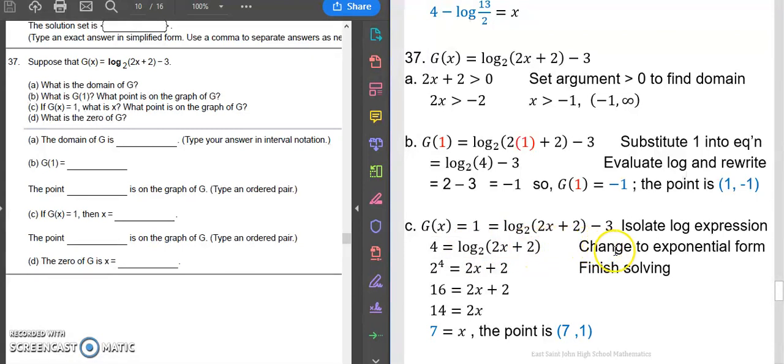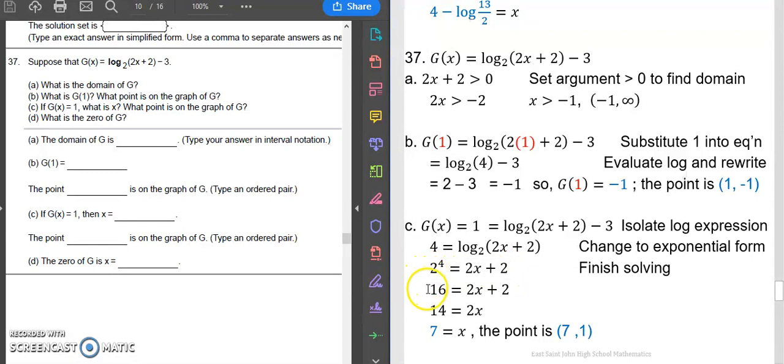So now we can change it to exponential form. Everything else has been moved away from the logarithm, so we can simply manipulate it into writing it as an exponential equation. So now we'll take the base, which is 2, raise it to the 4th power. 2 raised to the 4th power is now going to equal our argument, which is 2x plus 2, and we can simplify the exponential expression and finish solving.